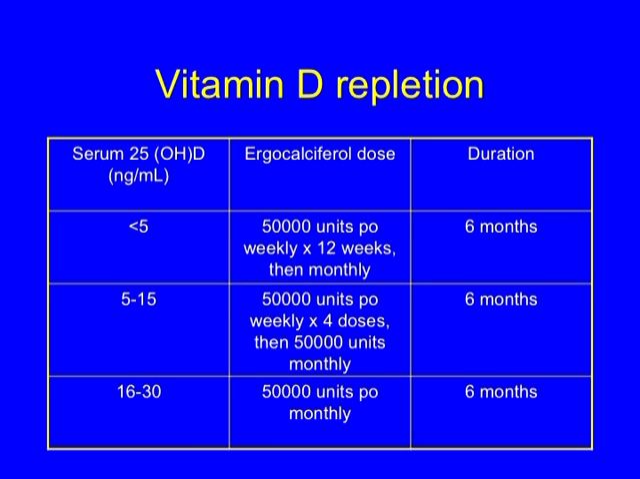How does one replete vitamin D? Well, this is a suggested schedule from K-DOQI. For the most severe forms of vitamin D deficiency, a 25-hydroxy D level less than 5, one would give 50,000 units of ergocalciferol weekly for 12 weeks and then once a month for a total of 6 months. If it's 5 to 15, you give weekly doses for 4 doses and then 50,000 units monthly for a total, again, of 6 months. And then if the level is between 16 and 30, give 6 months of monthly ergocalciferol.